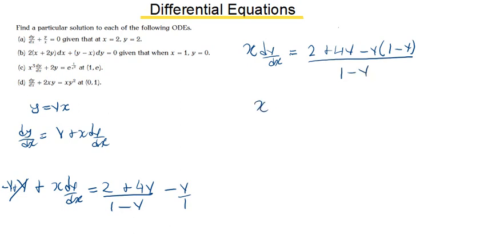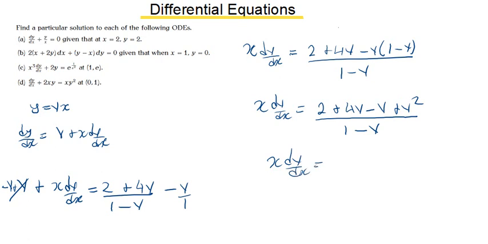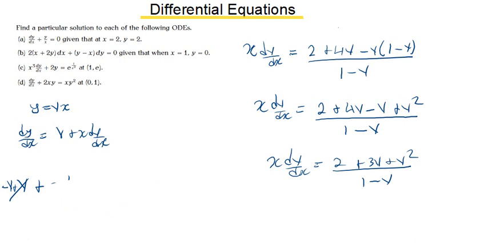So that would be x dv/dx equals 2 plus 4v minus v plus v squared, divided by 1 minus v. So your x dv/dx will be equal to 2 plus 3v plus v squared, divided by 1 minus v. So what you observe now is that where I've reached is a point where I can do the separation of variables now.